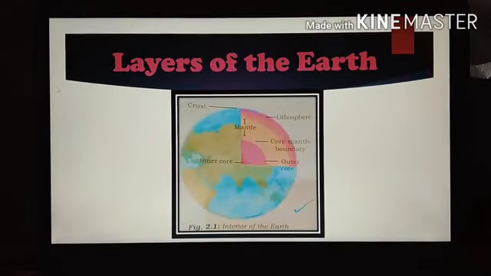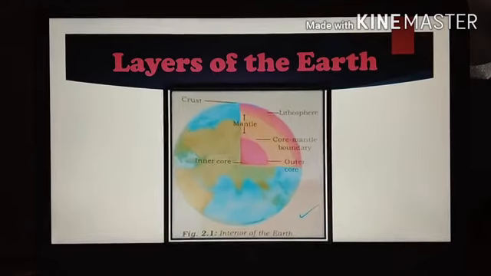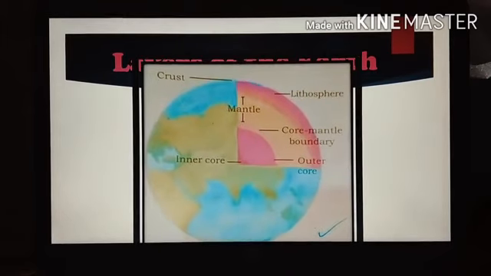In the layers of the earth, we have different layers. Our earth has three different layers: the uppermost, the middle one, and the innermost. The uppermost layer is known as the crust, as you can see in the diagram. The second, the middle one, is known as the mantle, and the last one, the innermost layer, is known as the core.